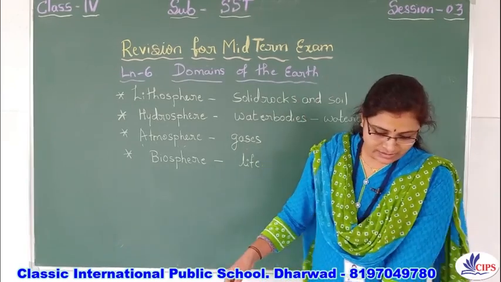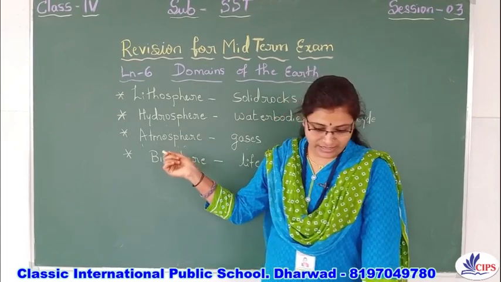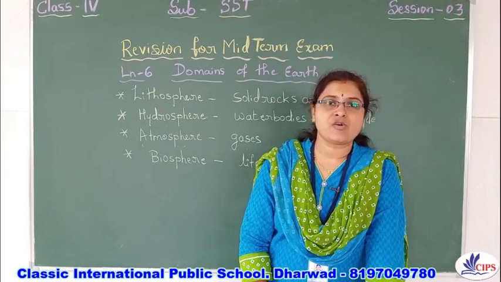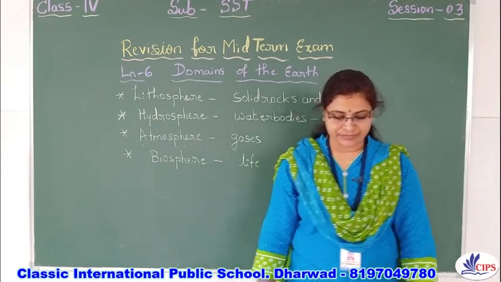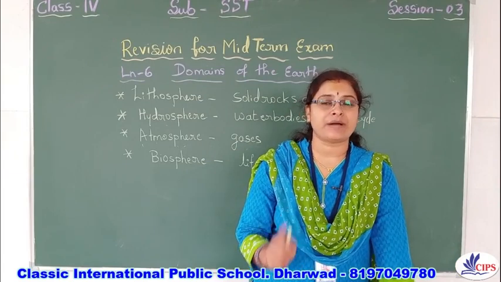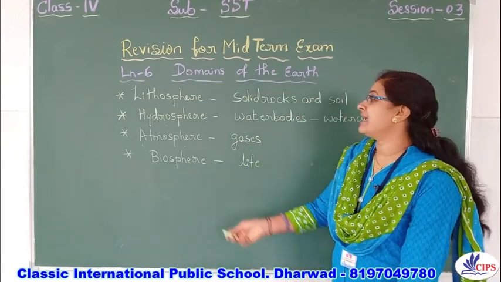Okay. Then which gas forms the largest part of the air around us, children? That is nitrogen. How much, children? Nitrogen, how much part is it in the air? More than 3/4 part. Okay. More than 3/4 part of the air is nitrogen.